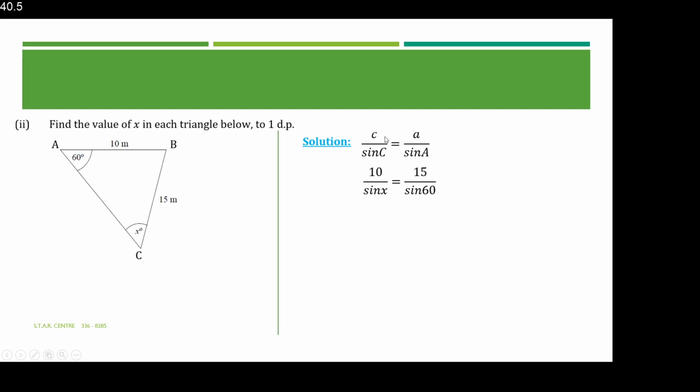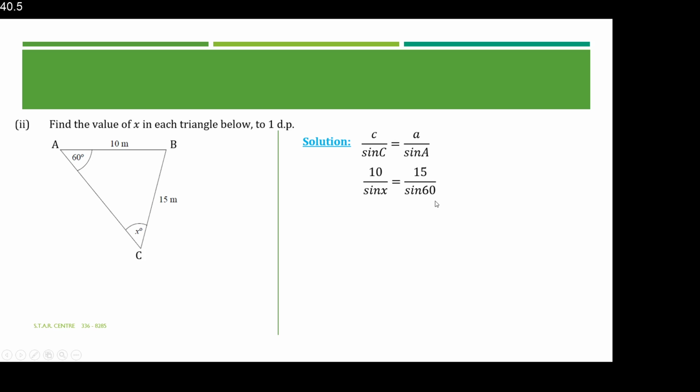Now for the sine rule, it doesn't matter whether we put the C on the left hand side and the A on the right hand side or vice versa. The A could be on the left and the C could be on the right, we would get the same result. So using C and A, we'll have C over sine C equal A over sine A. And getting our values from the diagram, the common letter C represents the side opposite angle C, which is 10. Sine C would be sine of x. Equal A, common A would be the side opposite that angle A, which is 15. And sine A would be sine of 60.